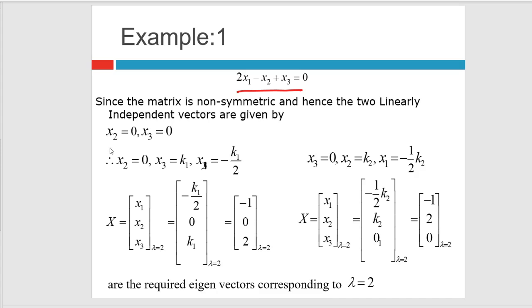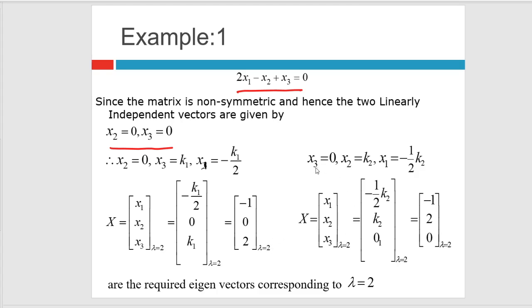Therefore x2 equal to 0, x3 equal to 0. For x2 equal to 0 we get one set, for x3 equal to 0 another set. Therefore x2 equal to 0, consider x3 equal to any constant value, then find the corresponding x1 value. These are the values. We cancel this k1, then we get minus 1, 0, 2, which is the required eigenvector corresponding to lambda equal to 2. Or here 1, 0, minus 2. This is the first set.